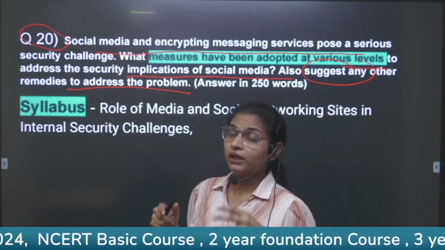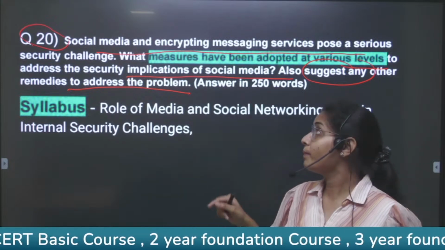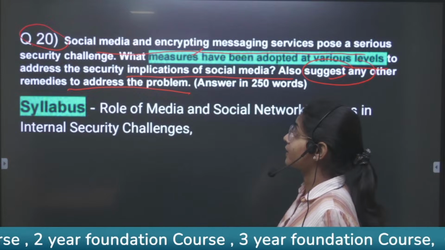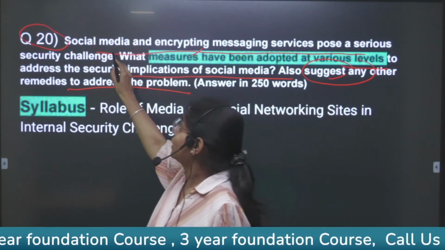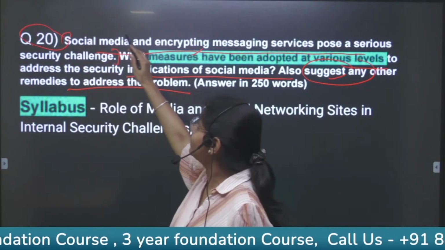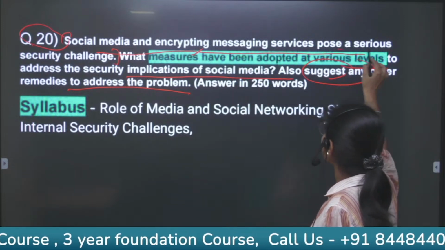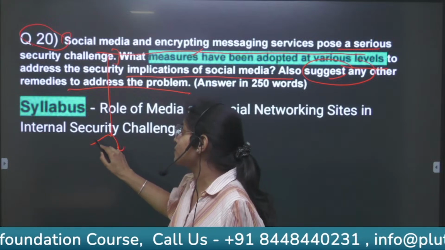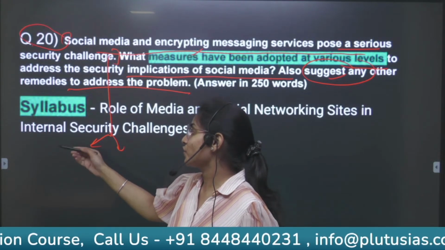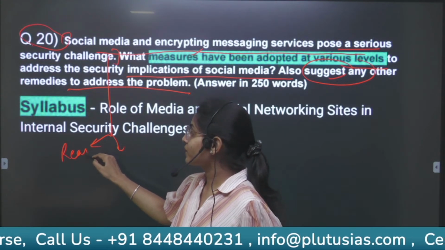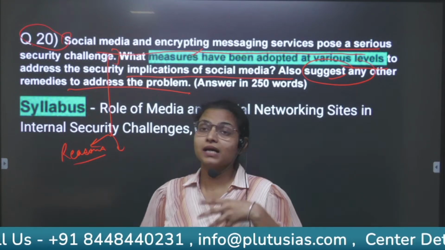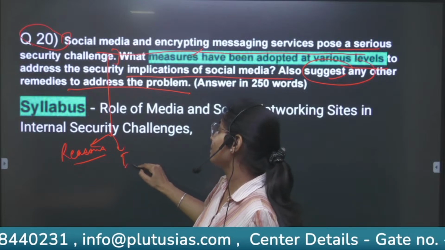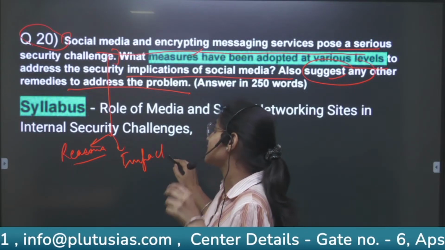Although if we look at the question, it has only two parts: what measures have been taken or what needs to be taken. But it has one hidden dimension, that social media and encrypted messages pose a serious security challenge. You need to write about this also, like how it is creating a challenge, the reasons why it has the capability to create a challenge, and the impact, what kind of challenge it is creating.